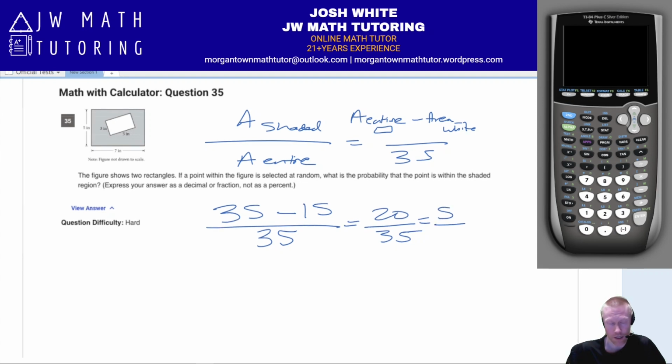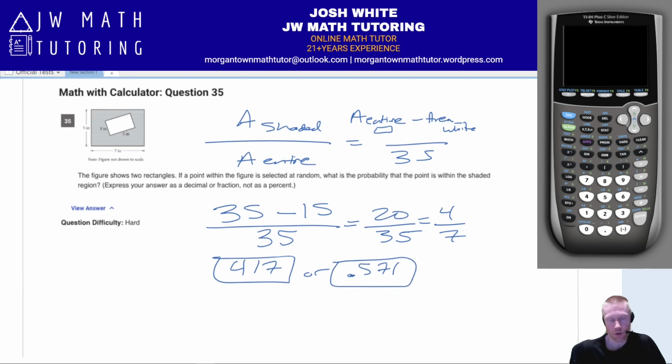Divide 35 by, not 4, excuse me. They have a common factor of 5, and that's going to reduce the 20 to a 4 and the 35 to a 7. So you could grid in 4 divided by 7. You could also grid in the decimal equivalent, which would be 0.571. So either of those are correct for this problem.